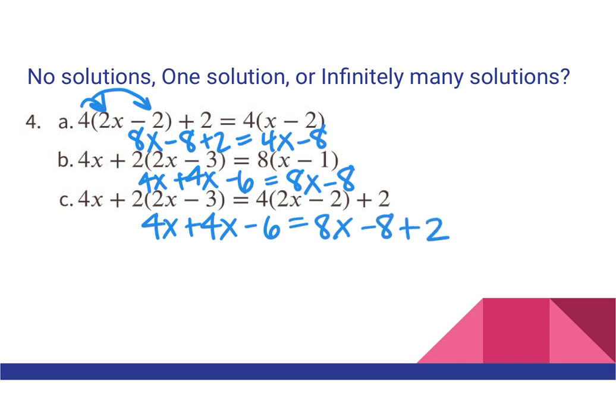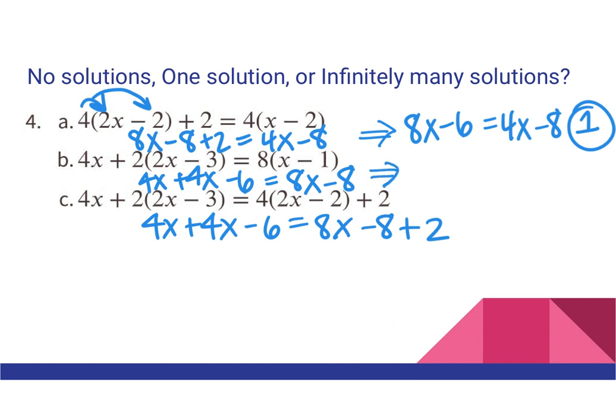So now, although I distributed, there are still ways for me to continue to simplify. Okay, so for the first one, I would have 8x minus 6 is equal to 4x minus 8. Well, we have two different numbers of x terms on both sides. So what does that mean? That we have a one solution situation. I'm just going to put a 1 this time for space.